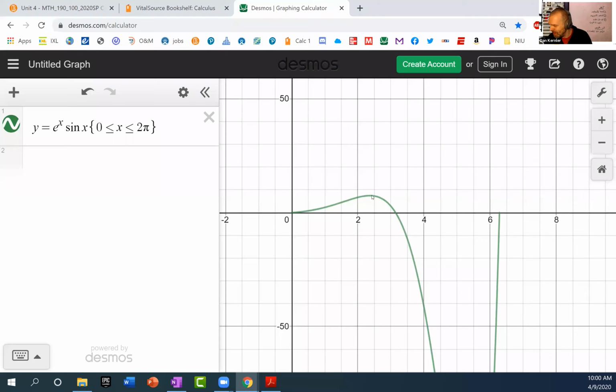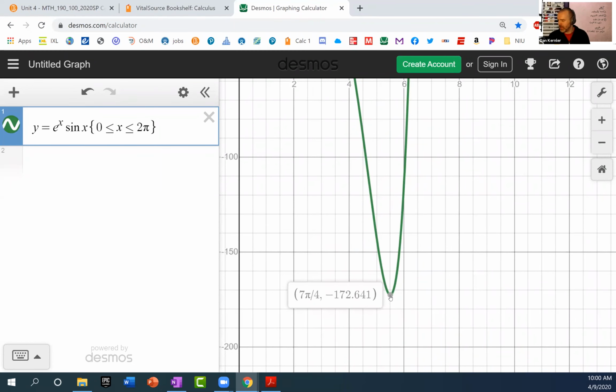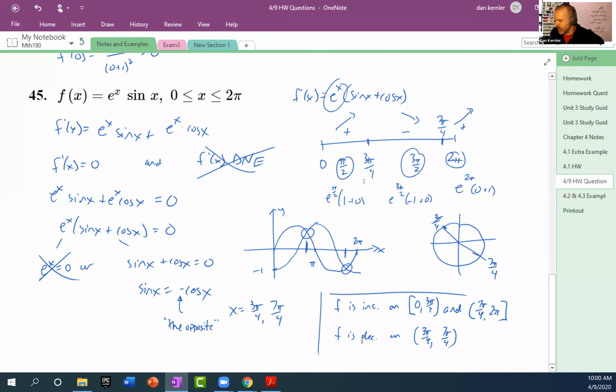But you can see here's this peak. Oh, look, it even knows the peak is at 3 pi over 4. That's pretty cool. So Desmos is pretty smart, knows that peak. So increasing up to 3 pi over 4 and then decreasing. And then somewhere, wait, hey, there it is. That's going to be 7 pi over 4. Look at that. That's cool. And then increasing after 7 pi over 4. So another one where the graph really reinforces our work. That's good.